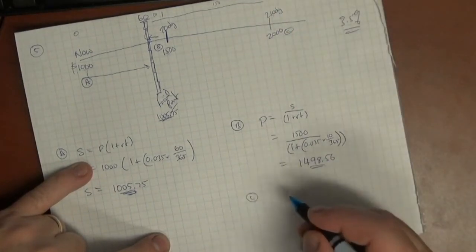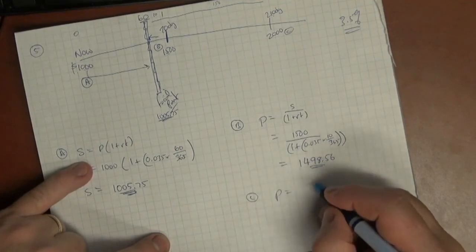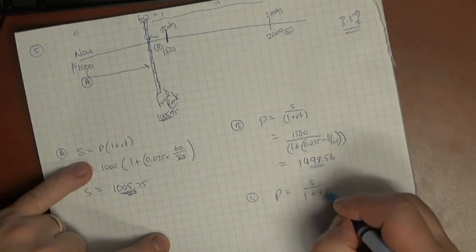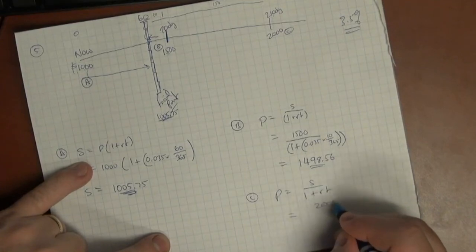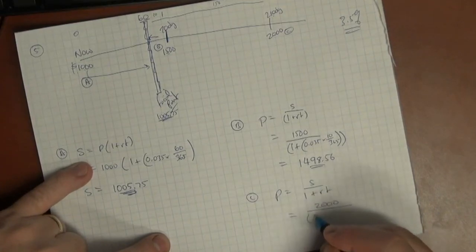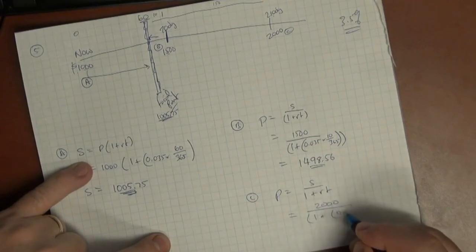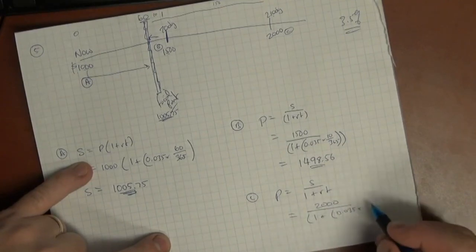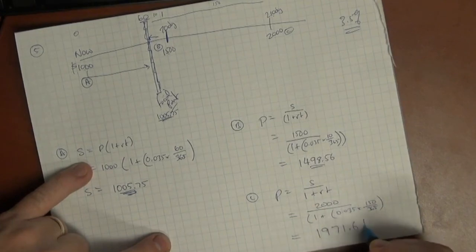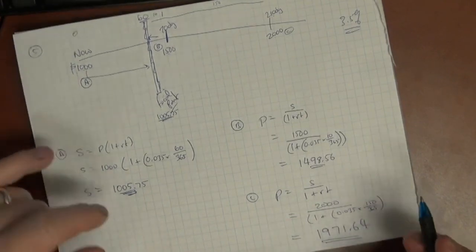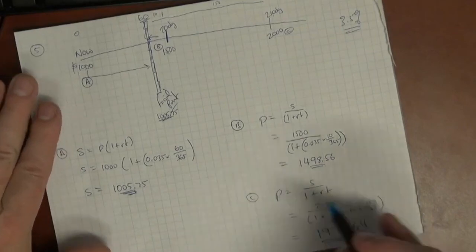So let's put C down here. We use the present value, S over 1 plus RT. That's 2,000 over 1 plus 0.035 times 150 over 365. And C will be 1,971.64.